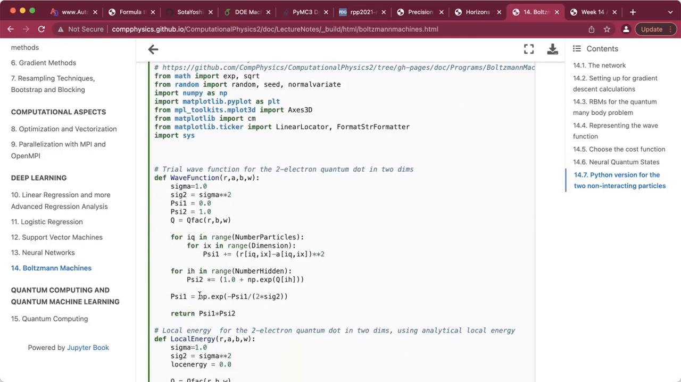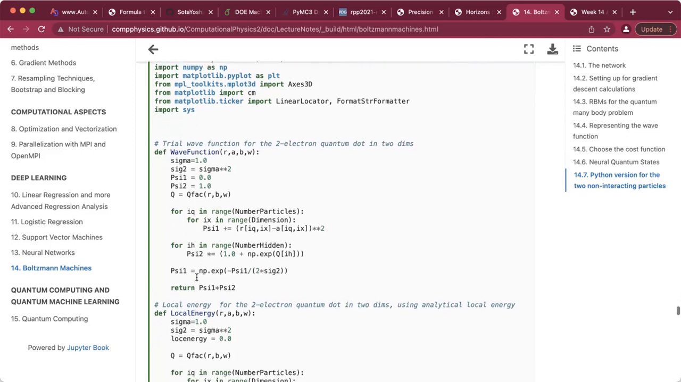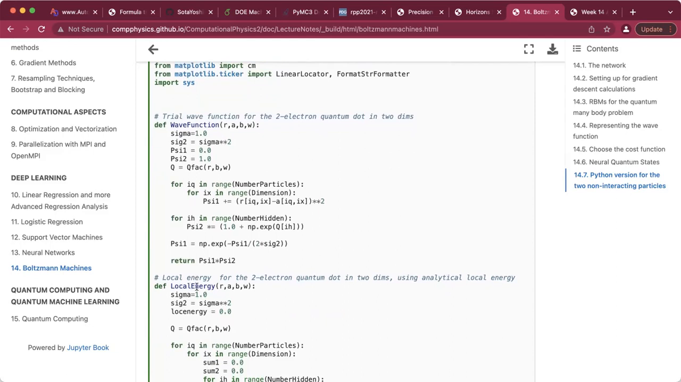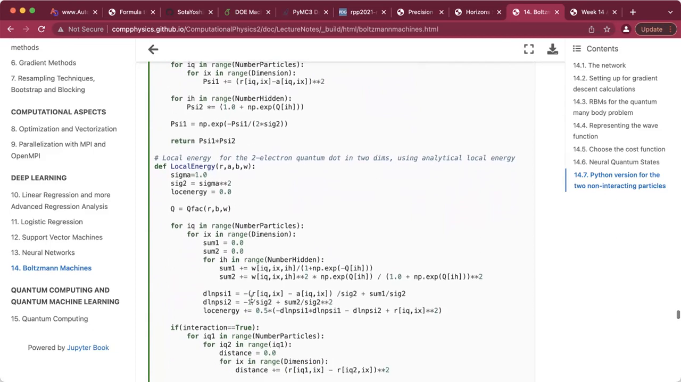So what you see here is me just implementing this new trial wave function, which contains one contribution from the visible layer and one contribution from the hidden layer. And then I'm setting up the local energy, which again depends on the positions and the parameters of the neural network or the Boltzmann machine. And then I'm simply summing up over the number of particles, and I'm calculating the energies. And you see here I have the derivatives. So I'm using these analytical expressions which I had.